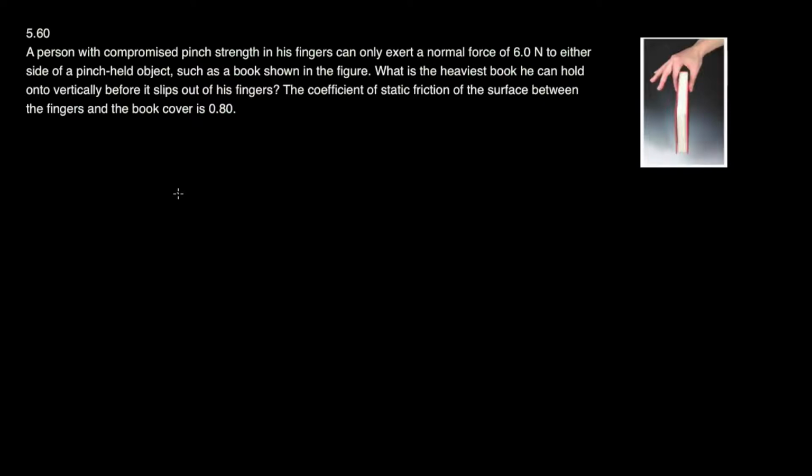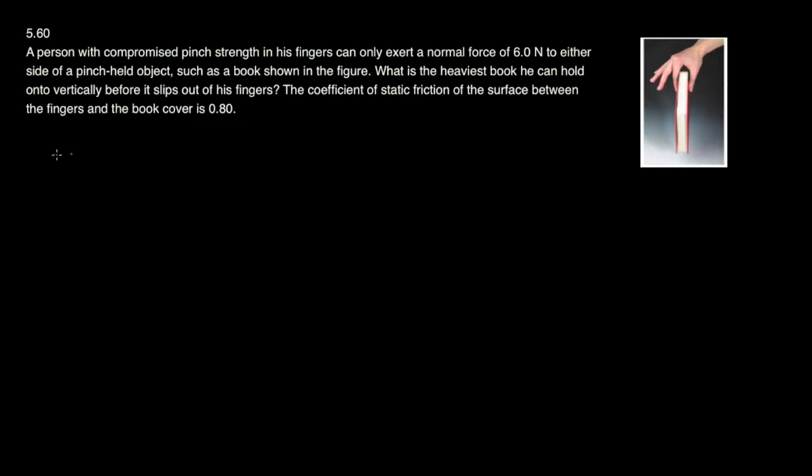All right, let's try problem 5.60. A person with compromised pinch strength in his fingers can only exert a normal force of 6.0 newtons to either side of a pinch-held object, such as a book shown in the figure. What is the heaviest book he can hold onto vertically before it slips out of his fingers? The coefficient of static friction of the surface between his fingers and the book cover is 0.80.